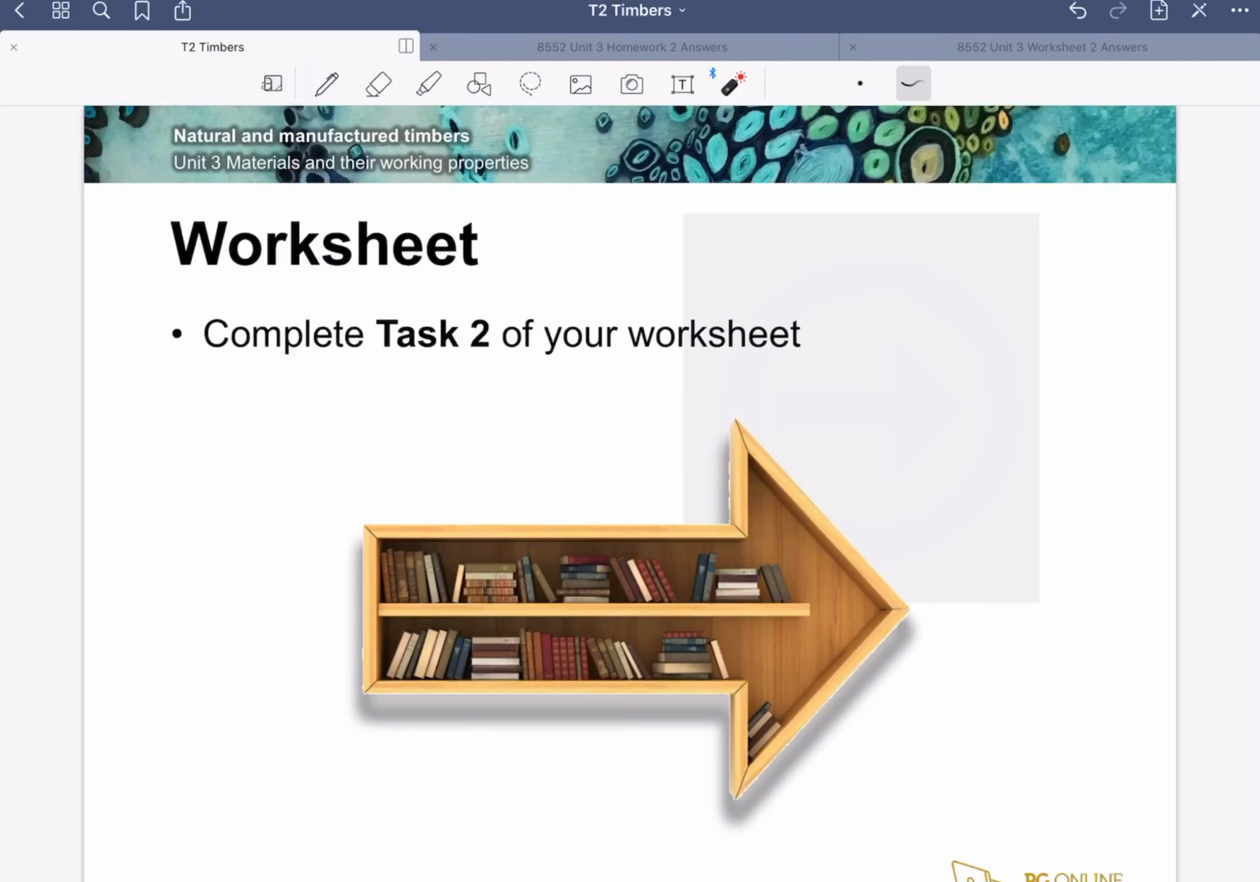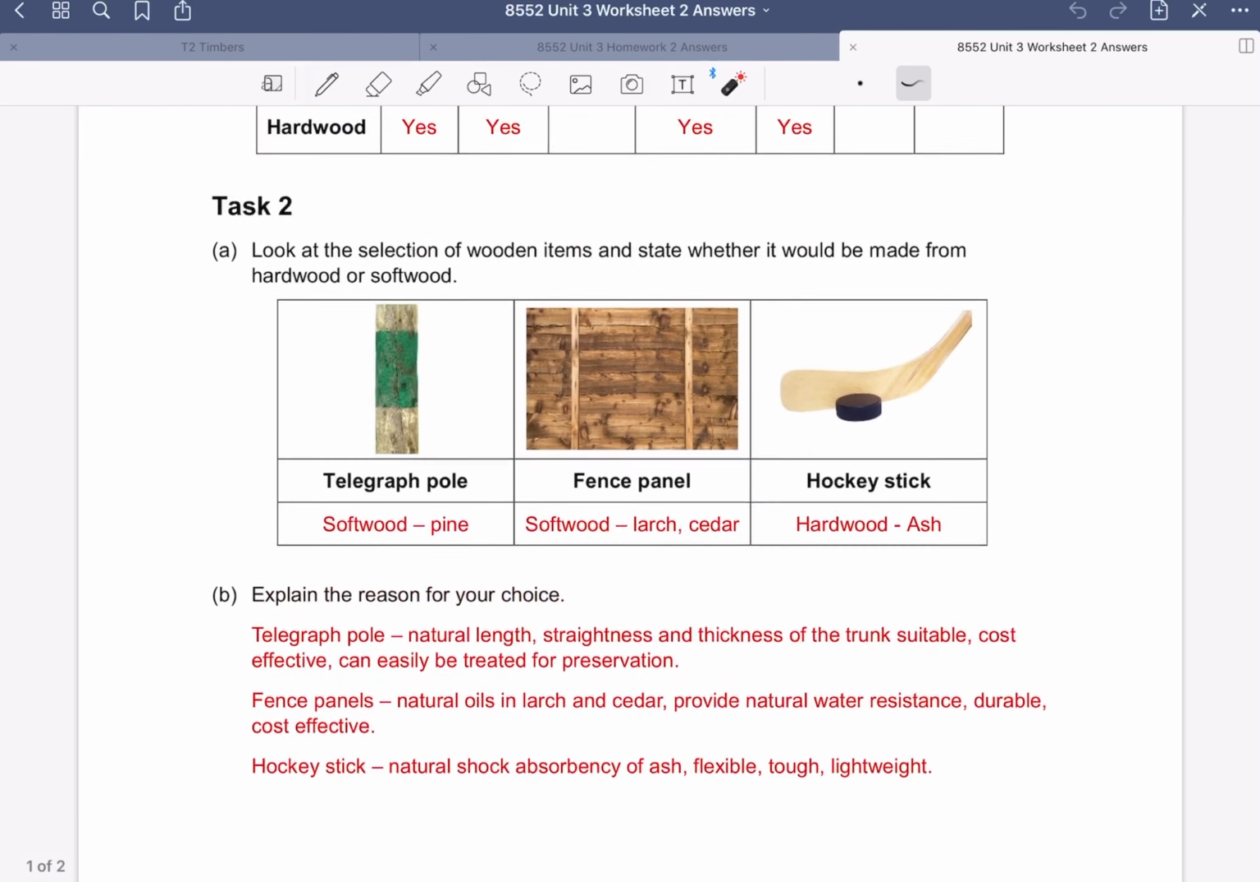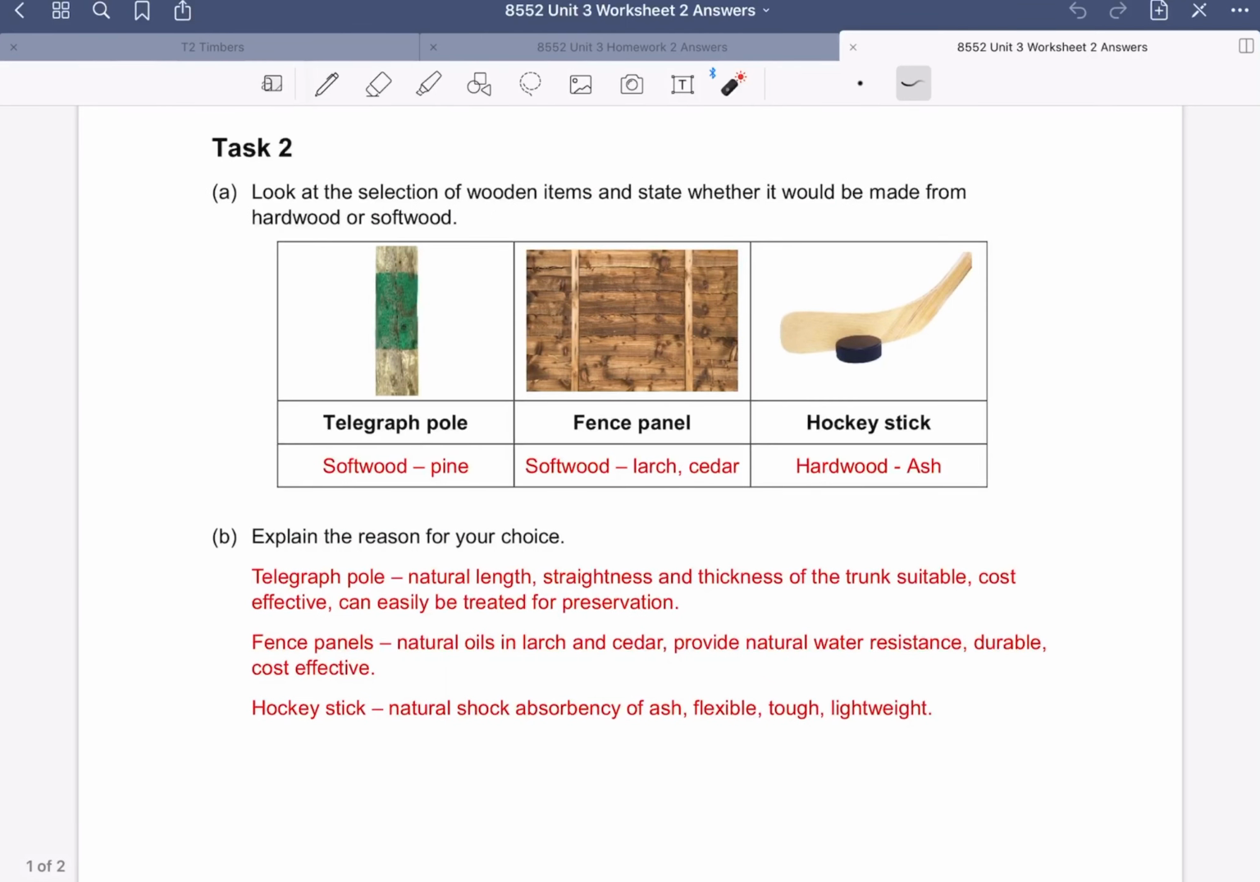Okay, everybody, welcome back. Let's have a quick look over task 2's answers and we'll see what you've come up with. So, you had the 3 items there: telegraph pole, fence panel and hockey stick. The main materials for them: softwood for the telegraph pole, such as pine; the fence panel, such as softwood, larch or cedar; and then you've got the hockey stick, the only one that's a hardwood in this case, which would be ash. Then it says, explain your reason for your choice.